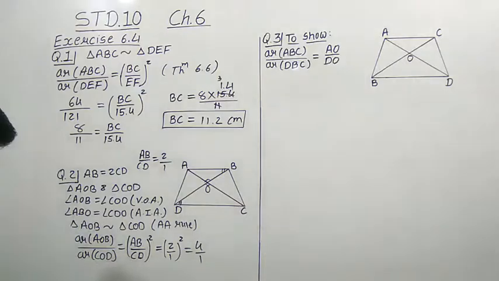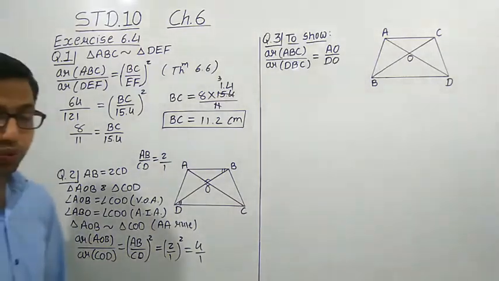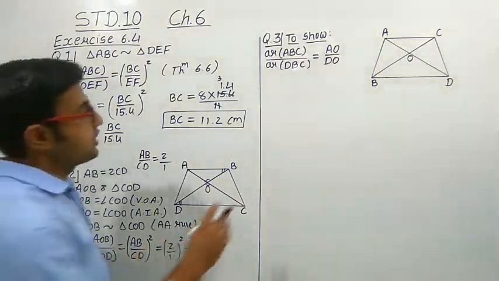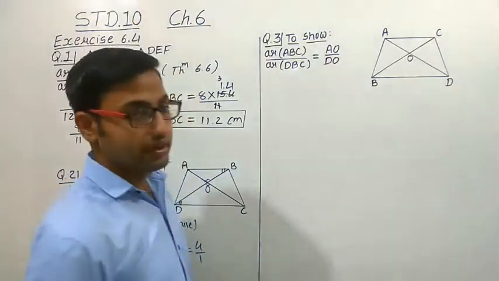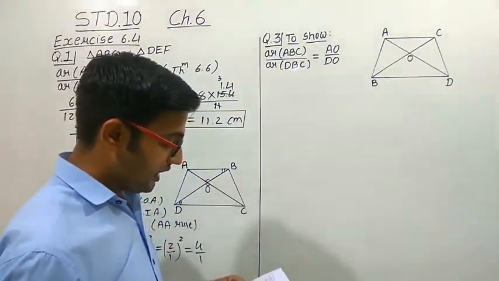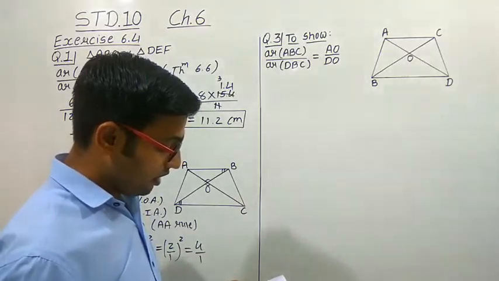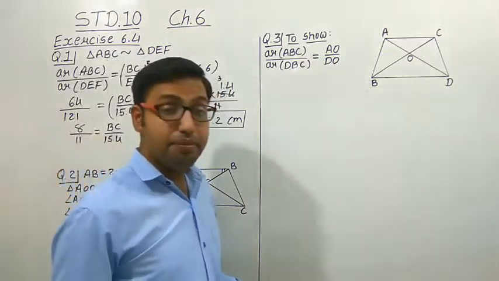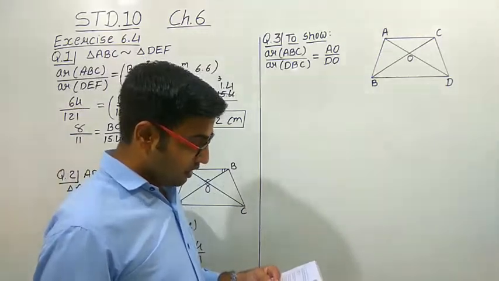So this is how we can solve this question number 2. Okay, let us continue with question number 3. Here we are given a figure: ABC and DBC are two triangles on the same base BC.